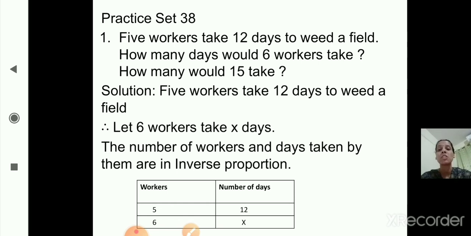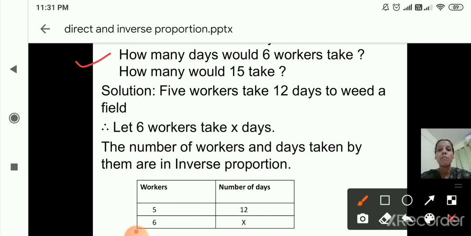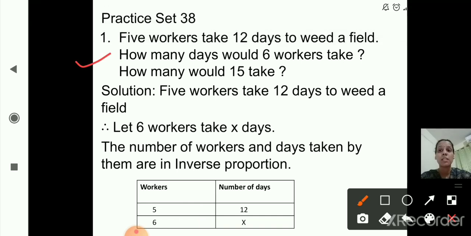Okay, so I will start with the first sum. 5 workers take 12 days to weed a field. How many days would 6 workers take? How many would 15 take? Now what is given? 5 workers take 12 days. Okay, for 5 workers the days required are 12 days to weed a field. How many days would 6 workers take? And how many would 15 take?